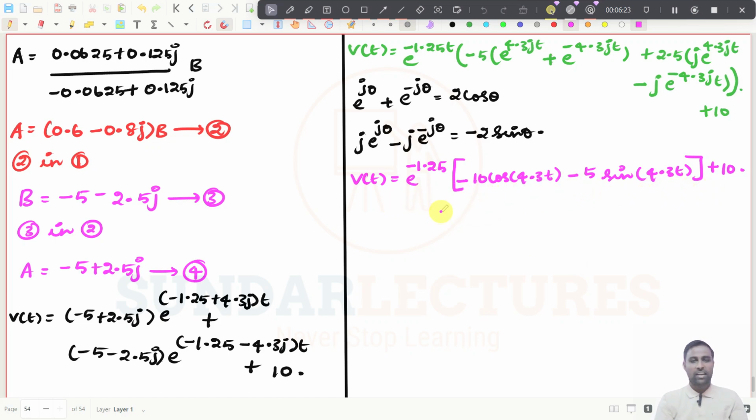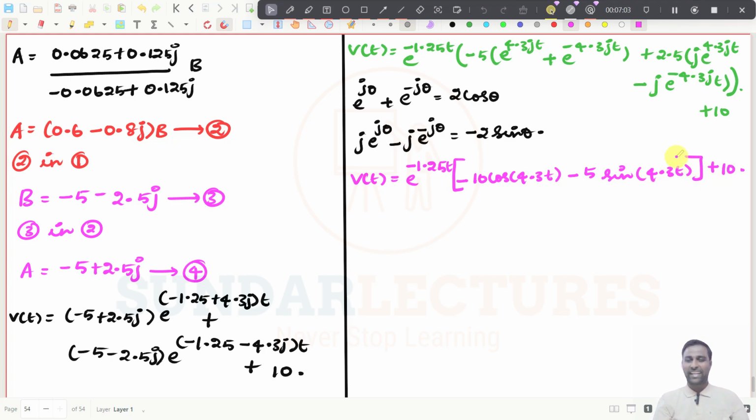You see, we can easily get the point now. If you put t is equal to 0, what will you get? Obviously sine of 0 will be 0, so this whole term becomes 0. If you put e power 0, the value will be 1. No problem with that. Then cos of 0 will be 1, so it will be minus 10. This value becomes 0. Then minus 10 plus 10 becomes 0.